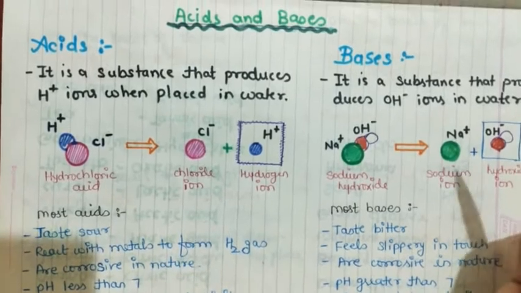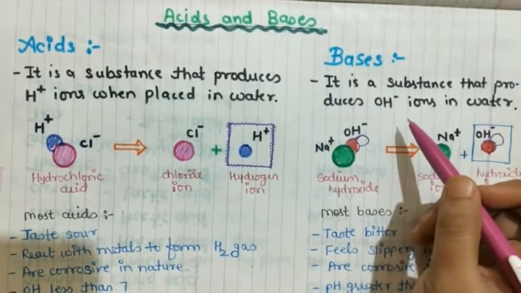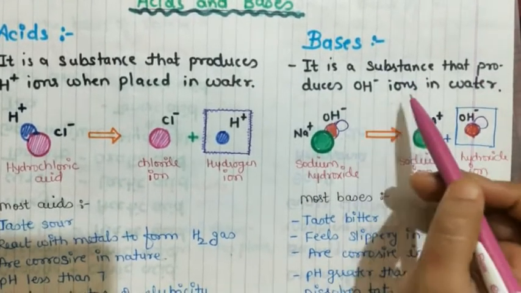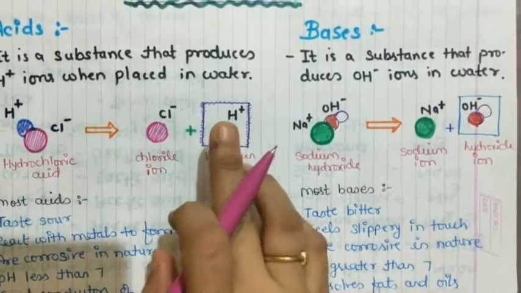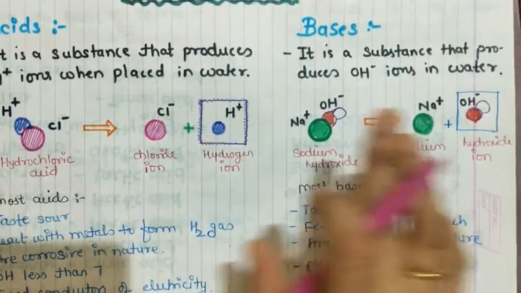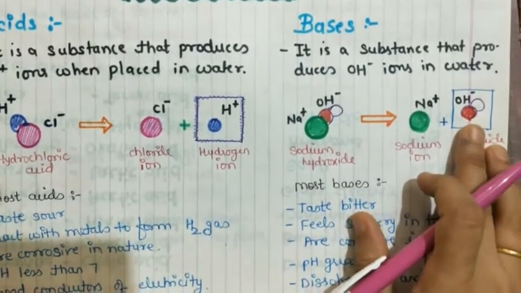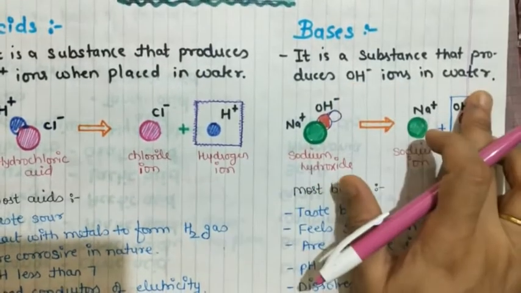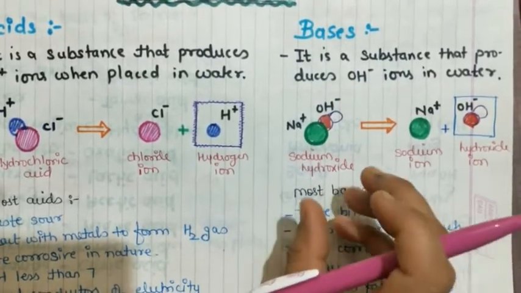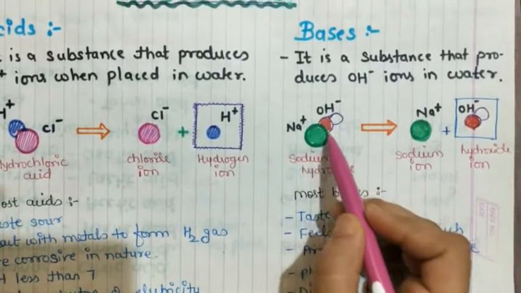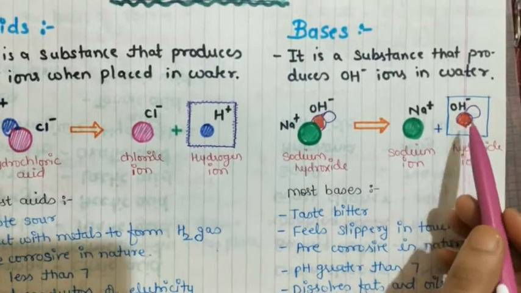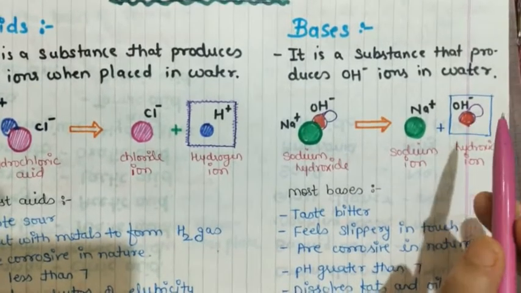Now in the case of bases, a base is a substance that produces hydroxyl ions. Here you have seen the hydrogen ion, and here you will see the hydroxide ion. See, this is the OH minus ion. Whenever any substance dissociates into two ions and releases OH minus ions, then that will be called a base.